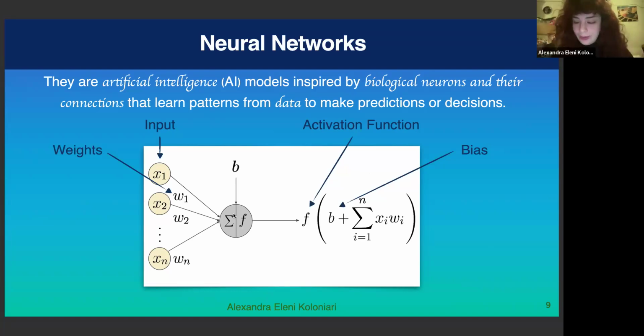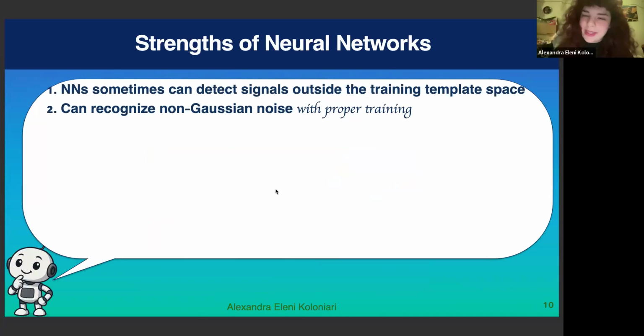Then, if we have a group of neurons that are all using the same input vector and they work in parallel, we have a layer. And if we have a lot of layers that connect with each other, then we have a neural network. And we can connect those layers in different ways, and that way we can create different architectures of a neural network. And which are the strengths of neural networks?